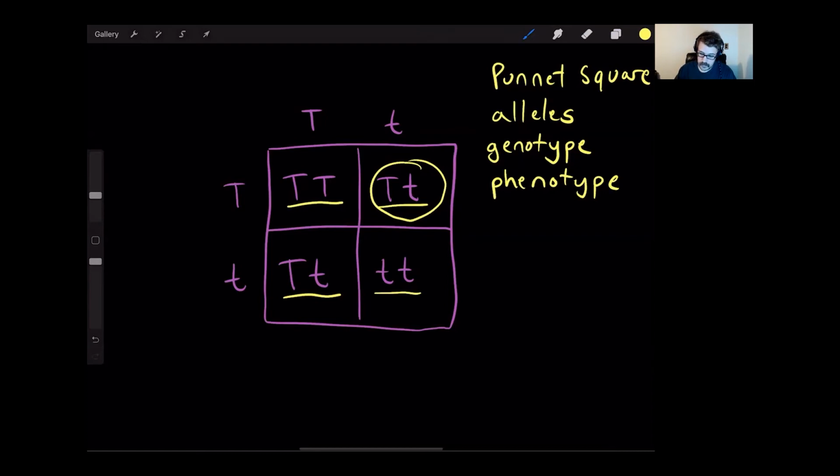Okay, a couple more vocabulary terms. We've got homozygous and heterozygous.